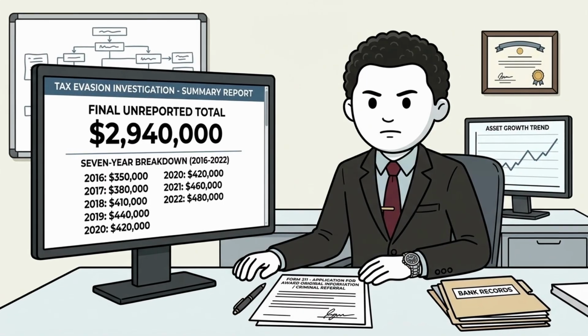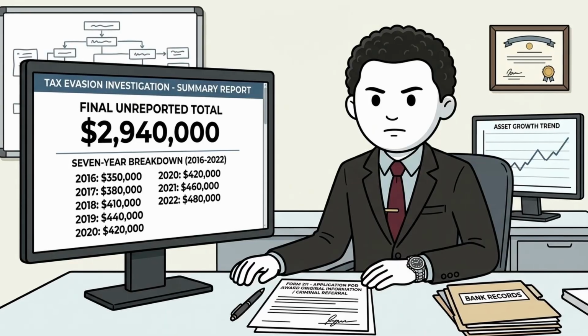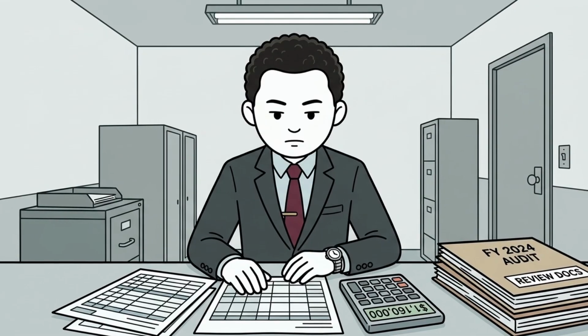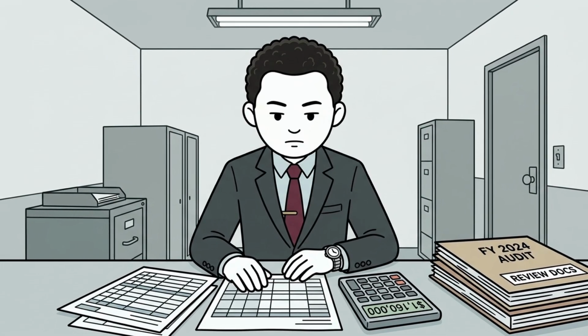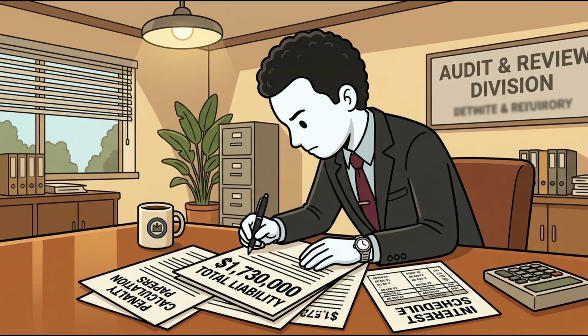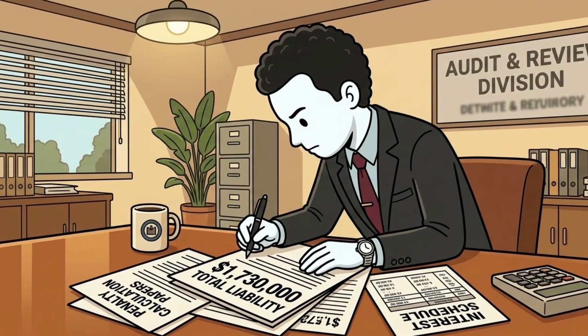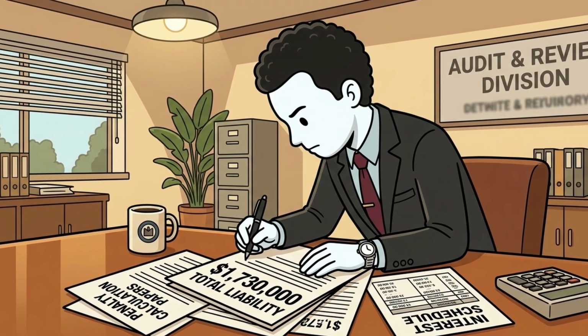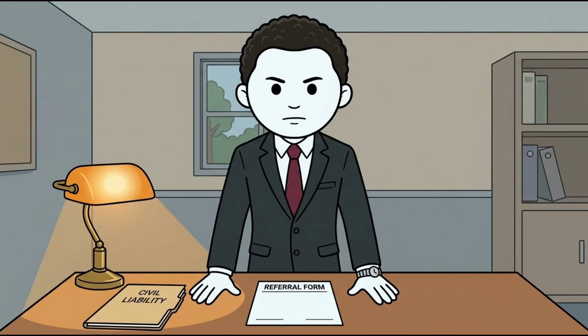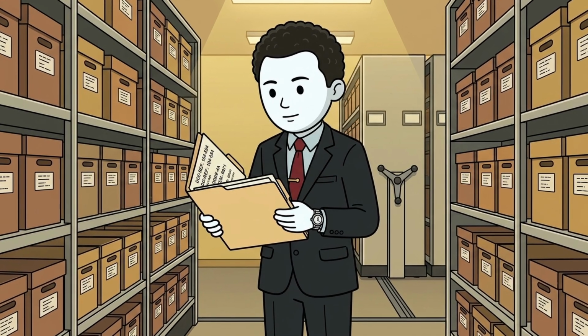The unreported income over 7 years totaled $2,940,000. The tax owed on that amount, at his applicable rate, was approximately $1,160,000. With penalties and interest, the total civil liability was $1,730,000. The civil liability was not the referral basis. Failing to report income is not automatically criminal.